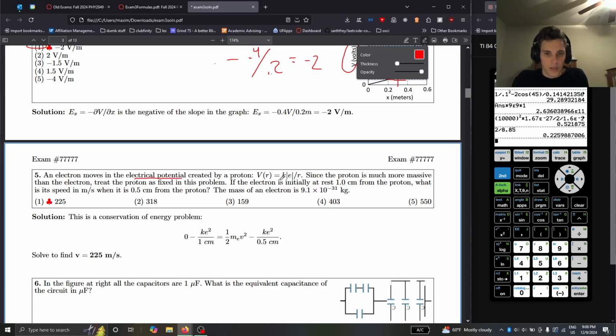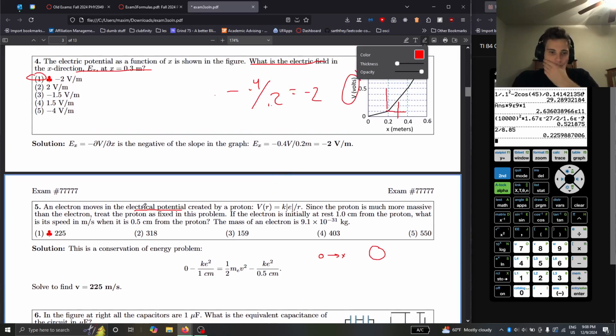Electron moving in electrical potential. We have a fixed big proton, and we have an electron moving towards it. And at a certain point, we want its speed. Again, we're given the mass, which is either conservation or position. Now, although this does involve positions, they're not actually required to solve the problem, and indeed they don't ask us for a certain position. So we can try the much simpler conservation of energy approach.